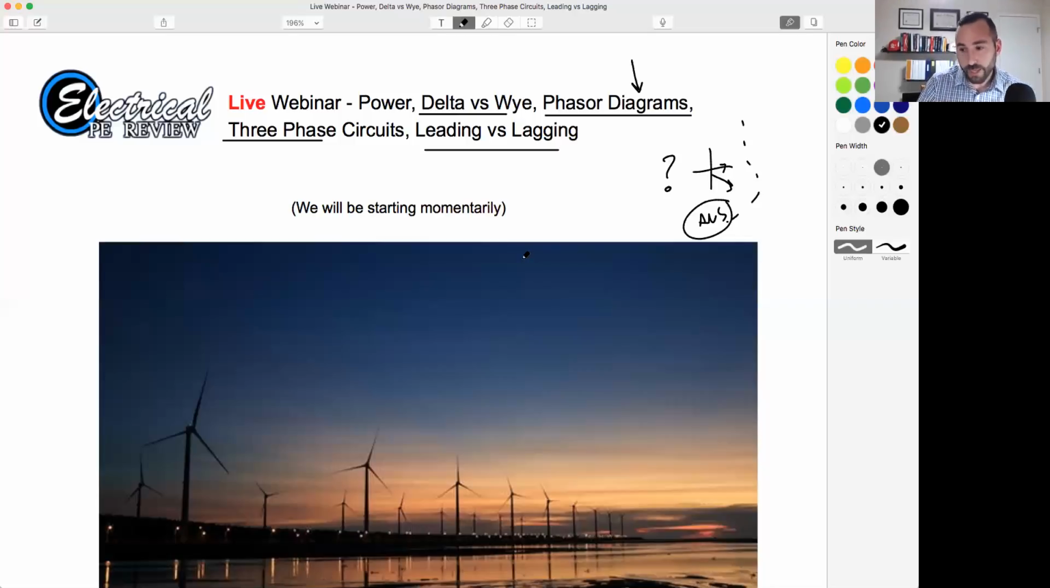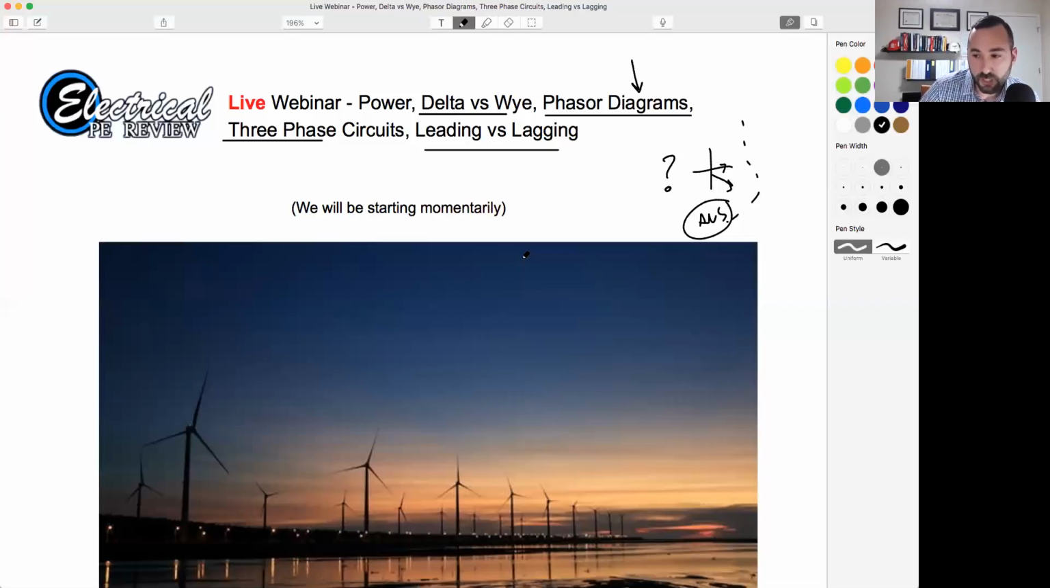Ega said, when we have a delta load, do we convert to Y when we try to solve for voltage and current? Good. Okay, so great, Ega. That's actually precisely one of the areas that we're going to talk about today. So I'm glad you asked that, because that lets me know we're going to hit that right on the head. So we will definitely talk about when to convert delta loads to Y loads when we're solving for specific voltages.